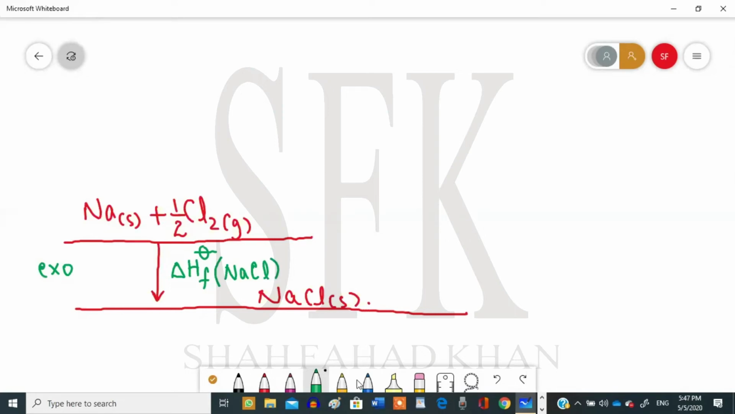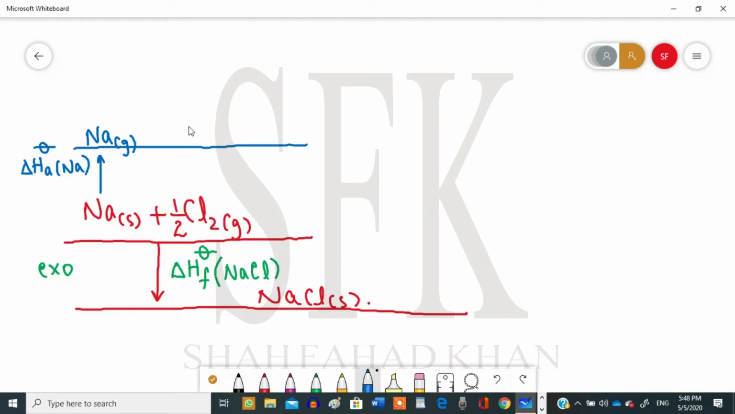Now, the first step: this sodium solid will first atomize, to form sodium gaseous atoms. Once sodium atomizes, the enthalpy change of this reaction is going to be the enthalpy change of atomization of sodium, standard, right? And this is something you have to label in the Born-Haber cycle, and you have to draw another level over here as well and copy the chlorine as it is, because we've done nothing to chlorine yet in its gaseous state.